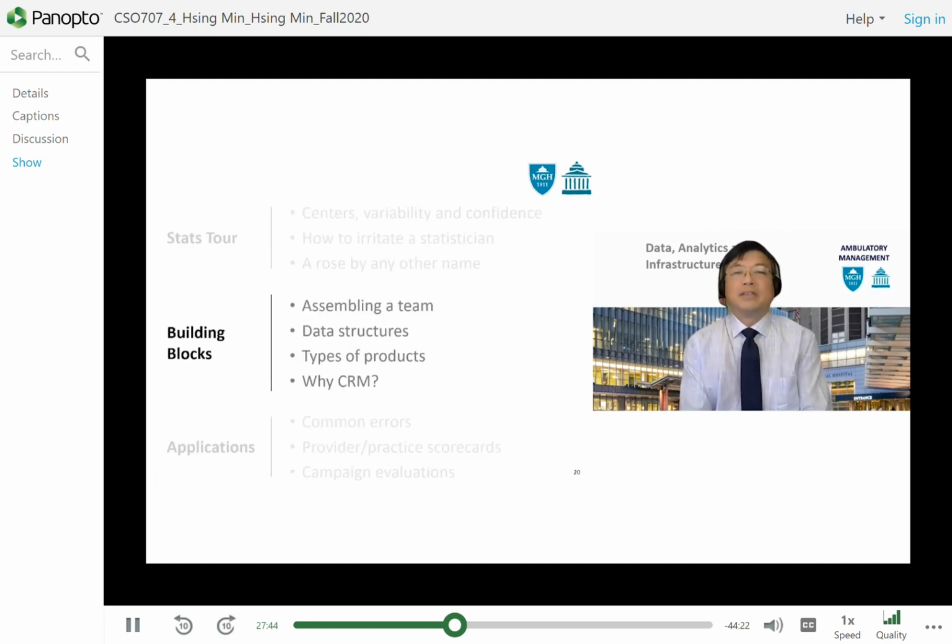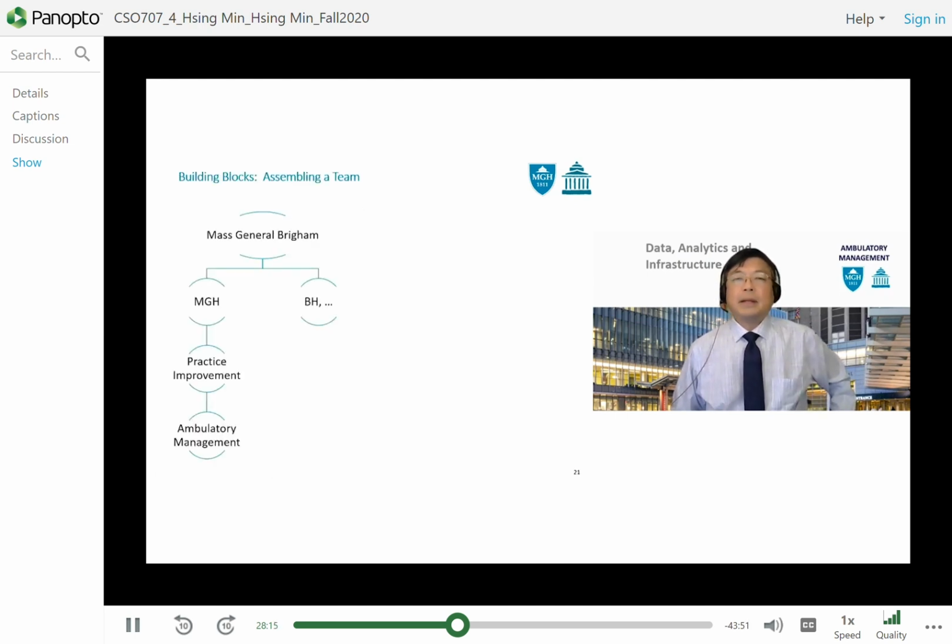All right, next section, let's get down to brass tacks. How I think about building a team, some thoughts that I have about data architectures at a high level, some examples of useful common products and what I look for in them. I'll dig into that a little more in the cases example at the end, applications section, and a quick note on the emerging role of CRM in healthcare. There are three models that I'll talk about for deploying analytics in a multi-unit complex organization.